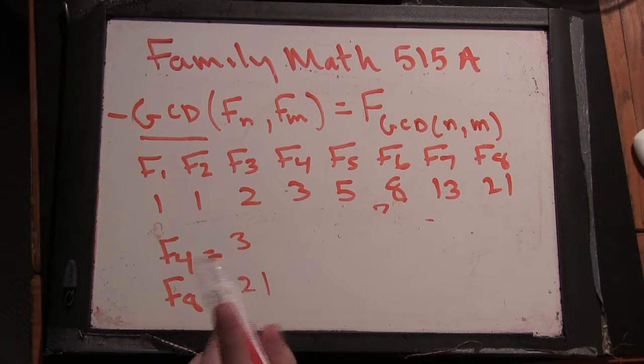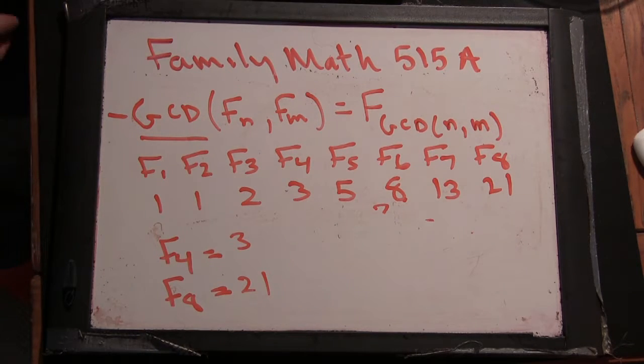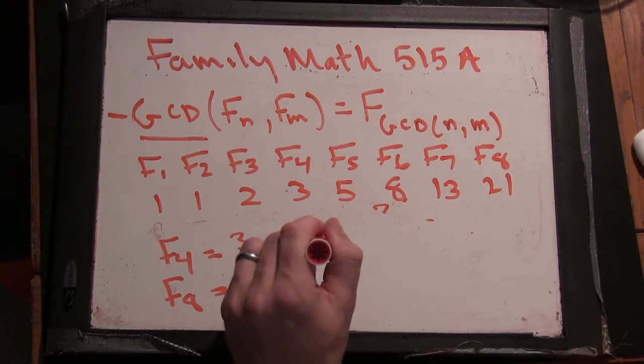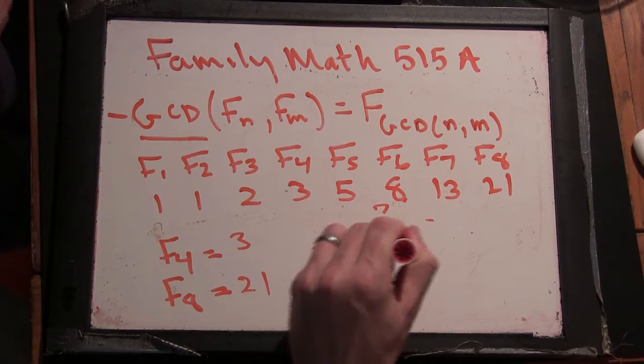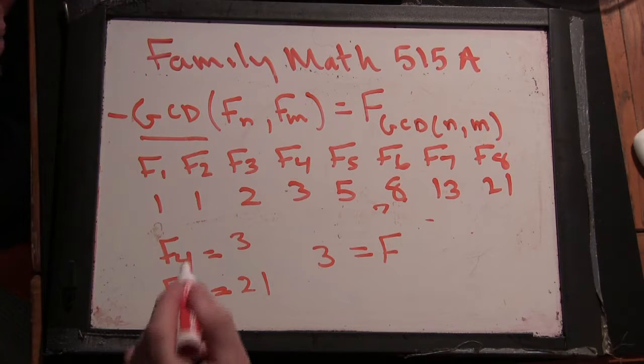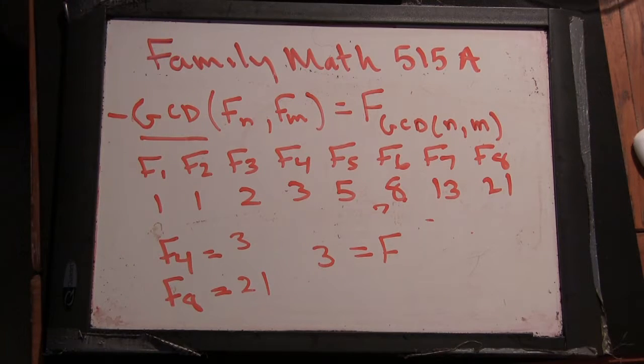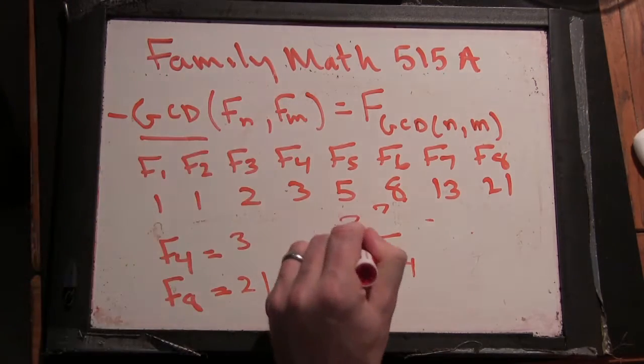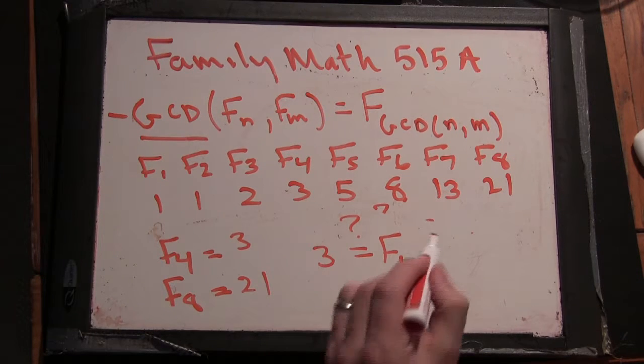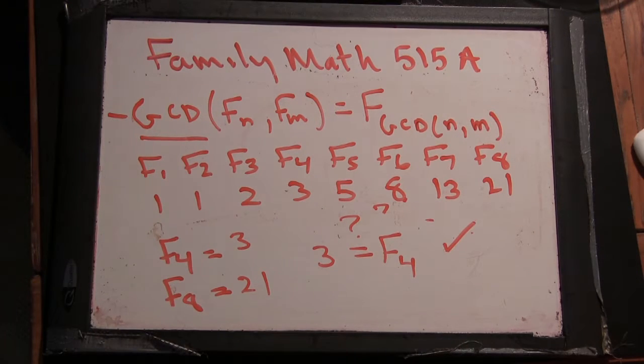So what is the greatest common divisor? Can you tell me the greatest common divisor of 3 and 21? So this should say 3 is the Fibonacci number of the greatest common divisor of 8 and 4. 8 and 4, that's 4. Fibonacci 4 is 3. Does 3 equal Fibonacci number 4? Yes, it does. Okay.